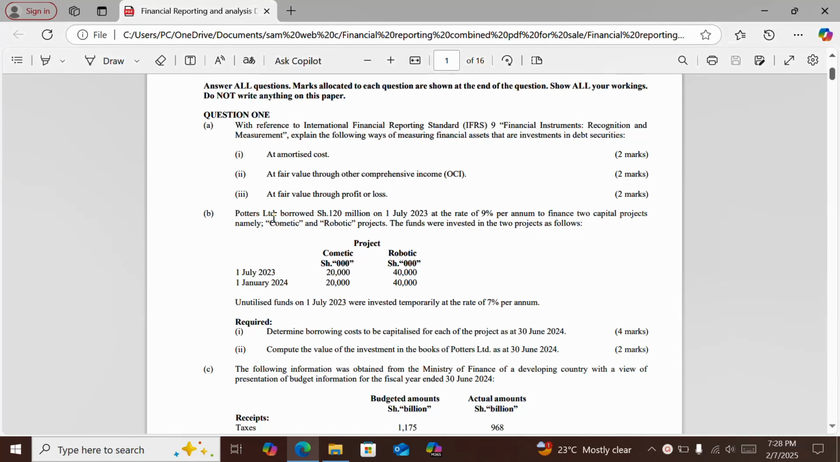Then question number 2 required you to determine the borrowing cost to be capitalized for each of the projects as at 30th June 2024. And then Roman 2, compute the value of investment in the books of Porters Limited as at 30th June 2024.